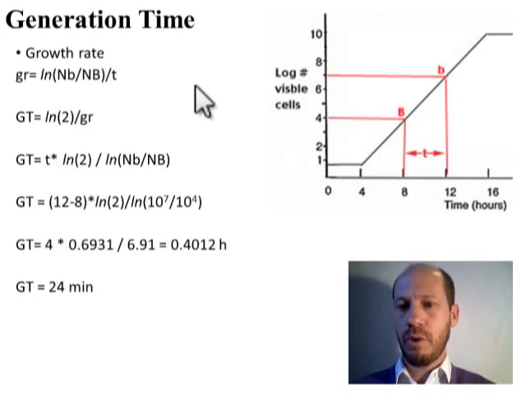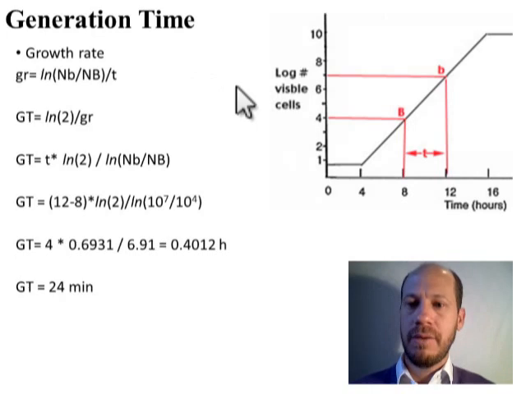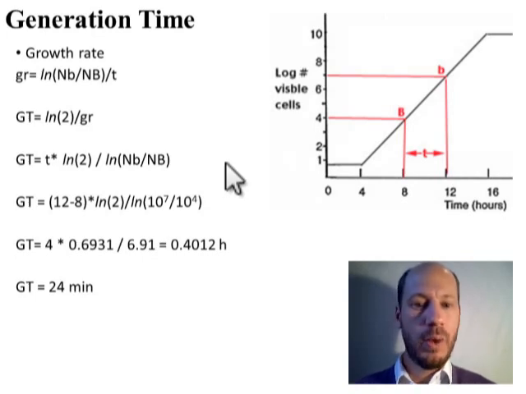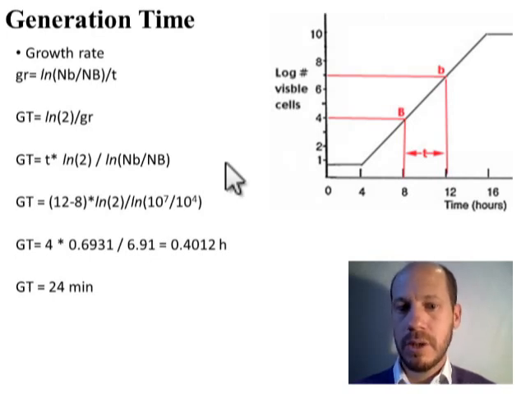With that growth rate, you can then calculate the generation time by dividing the logarithm of 2 by the growth rate. So at the end you get this formula: the time multiplied by the logarithm of 2, divided by the logarithm of the ratio between the two concentrations of cells at these different times, the final time divided by the initial time that you're measuring.